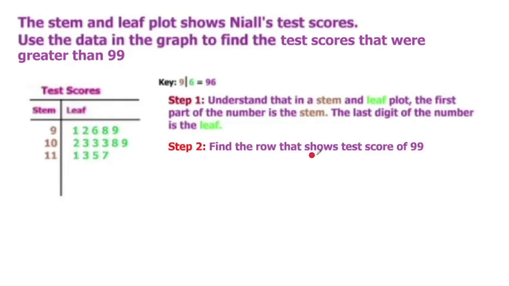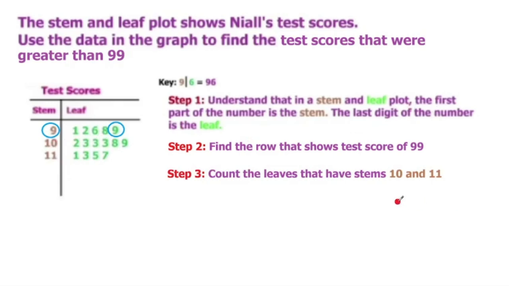Now find the row that shows test score of 99. It's this one here. So this is 99. If we use this key, and remember this is the last digit, then the test score of 99 is this one. So that means all of these ones are greater than a test score of 99. So now we can just count the leaves that have stems of 10 and 11. So that's just all of these ones here, right? So that's these.